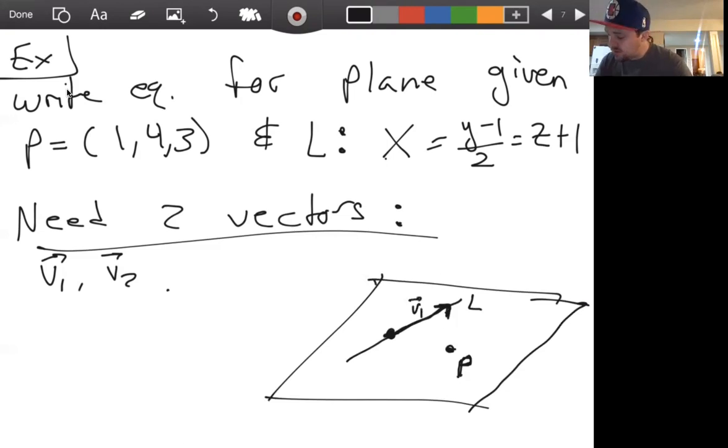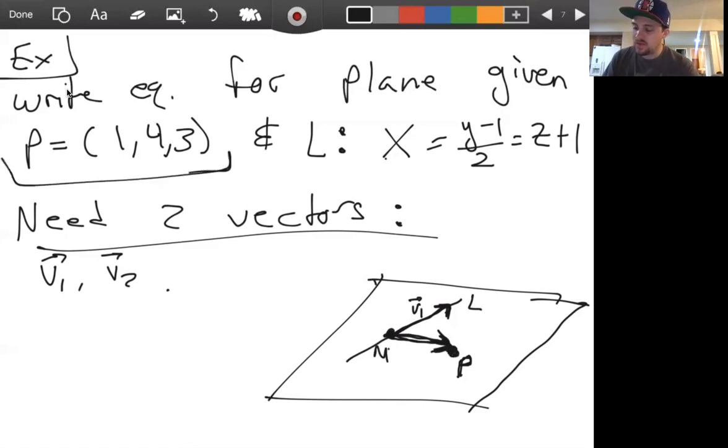And then the vector V2 is just going to be whatever this point is here. Maybe I'll call this point M, say. We can get our second vector between the point M on the line and the point P that we know lives in the plane, which is, in this case, (1, 4, 3). And so this can be vector V2. And so now the question is, how do we actually find these, right?